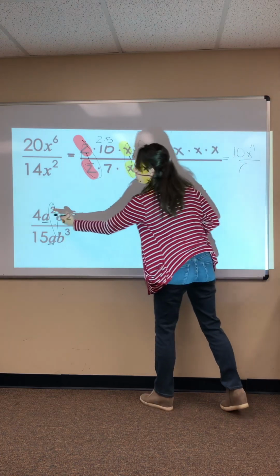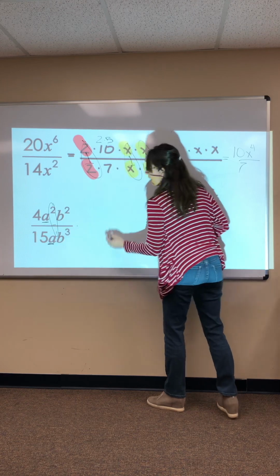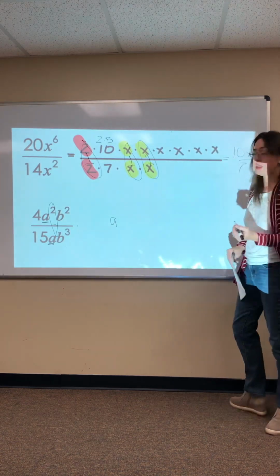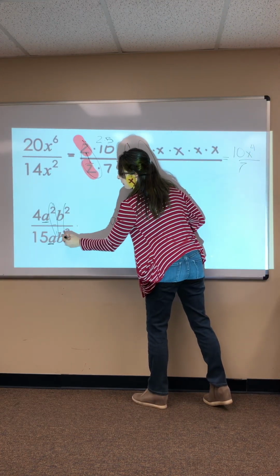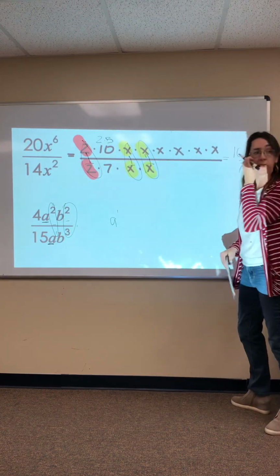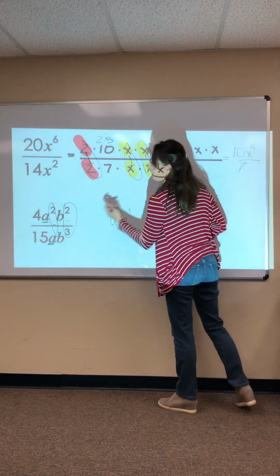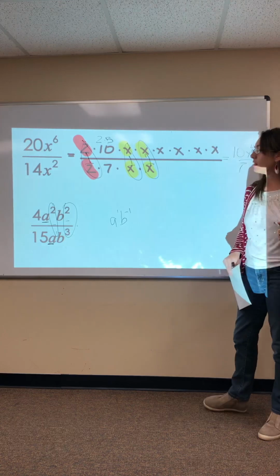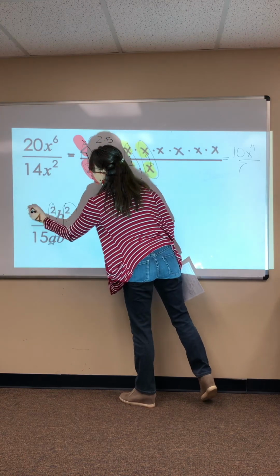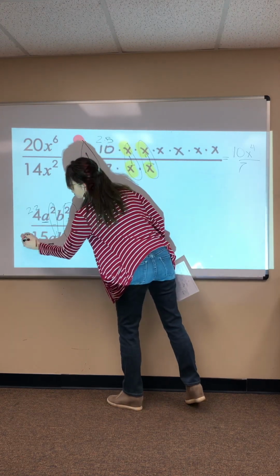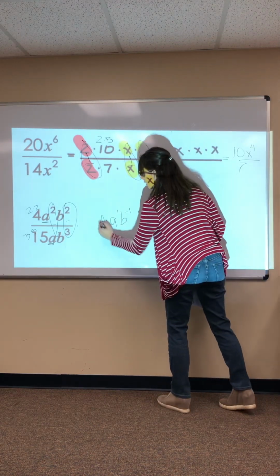So between a squared and a, I would have 2 minus 1. So I'm left with just an a, a to the 1. On this one, we've got 2 minus 3. So what does that give us for our b? -1. Okay, and then we've got 4 over 15. Now, is there anything that we can simplify between 4 and 15? No. Because 4 is 2 times 2, and 15 is 3 times 5. They have nothing in common, so they're just going to stay.